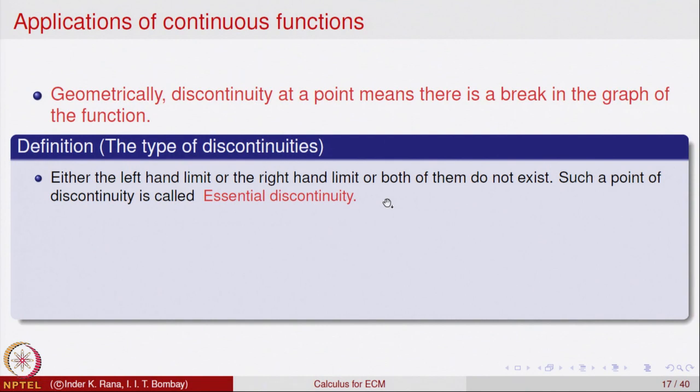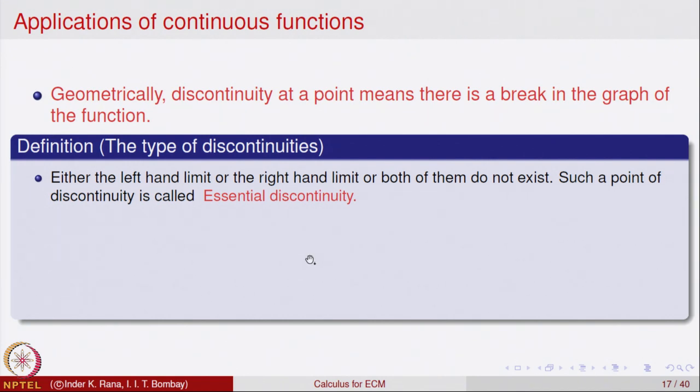So, let us give them names for each one of them. Either the left hand limit or the right hand limit or both of them do not exist. Either the left hand limit does not exist or the right hand limit does not exist, or both do not exist. Such a point is called a point of essential discontinuity.